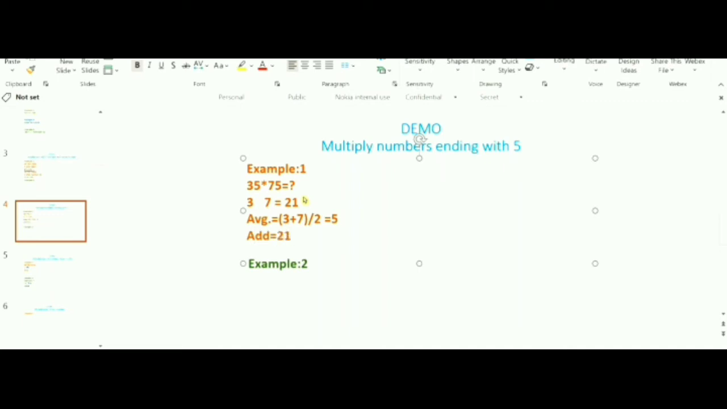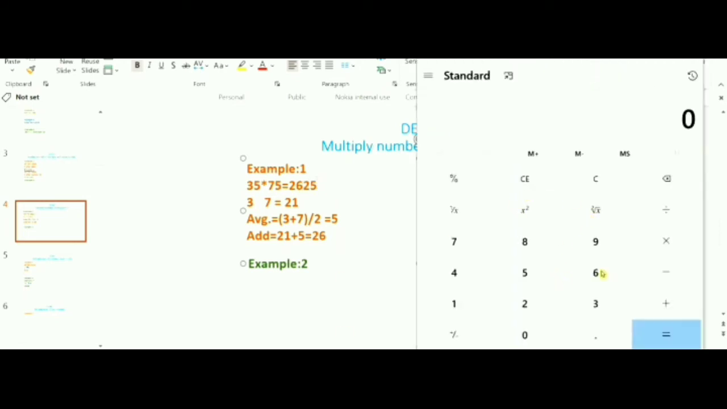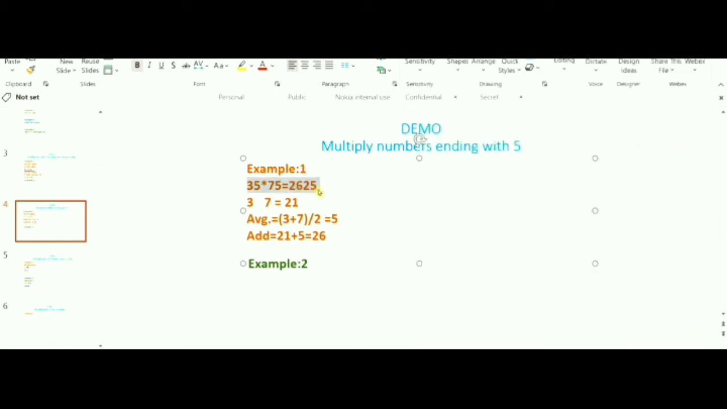21 plus 5 equal to 26. Okay, this is 26. So definitely the first number is 26. Then the second part is 5 square, 5 into 5. So the answer is 25. So if you see the calculator, let's find out 35 into 75. Then the output is 2625, right? I hope you understand this trick also.